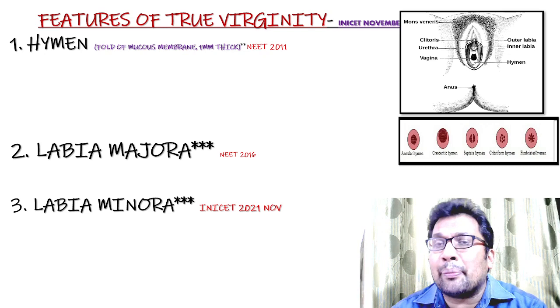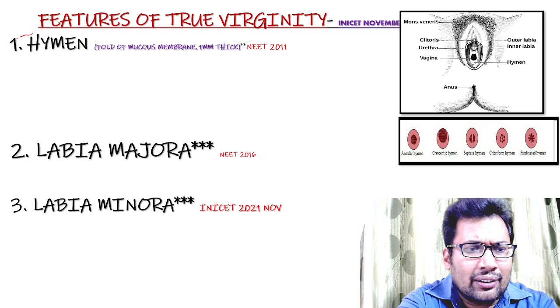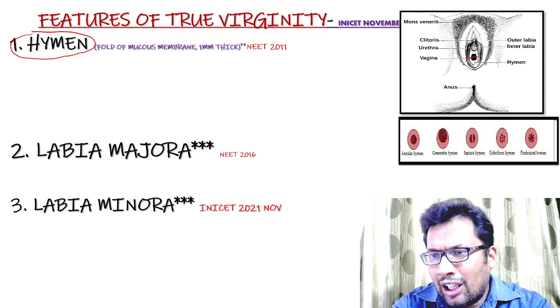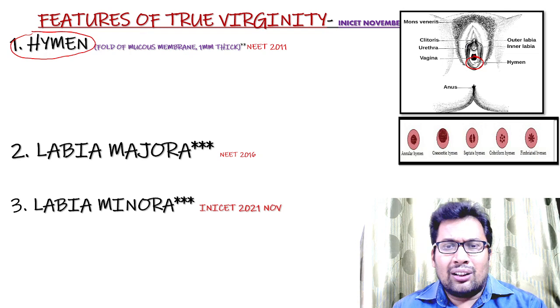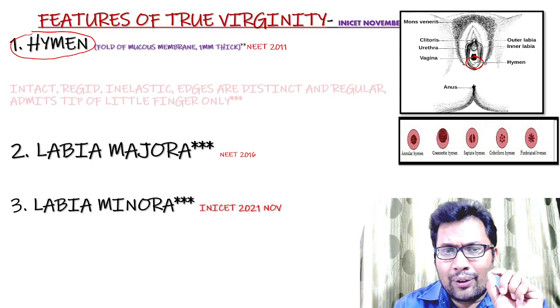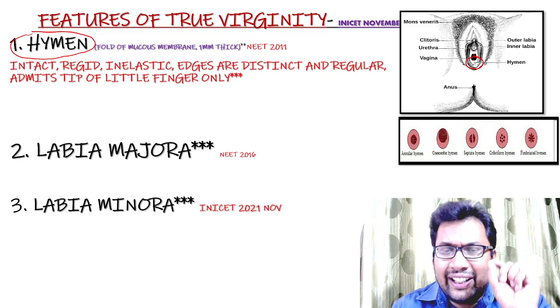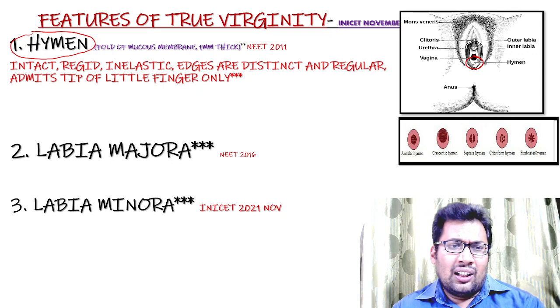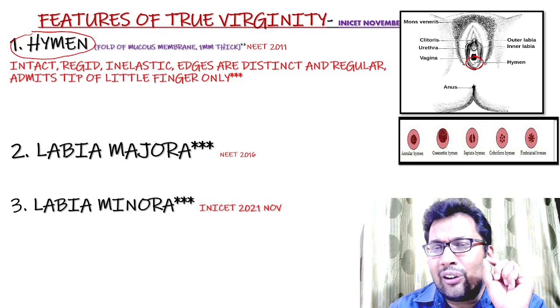Let's discuss the hymen. What is the hymen? The hymen is a fold of mucous membrane, around 1 millimeter thick. When the hymen is intact, rigid, inelastic, when its edges are distinct and regular, and when it admits only the tip of the little finger, that is a very important feature of true virginity.